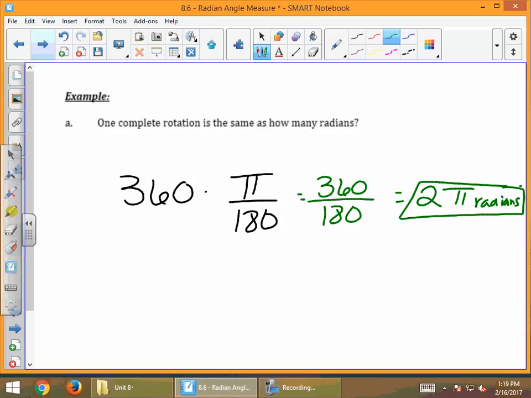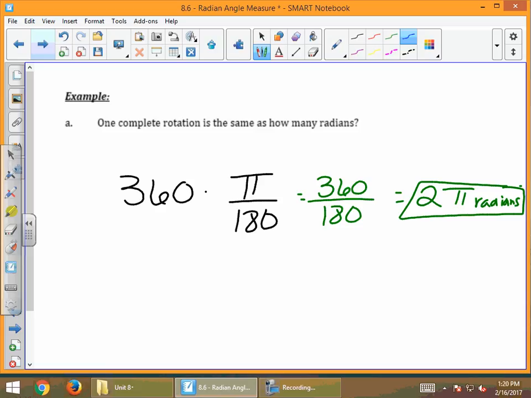Questions over that? Degrees to radians, multiply by pi over 180. That's all you have to remember. Make sure you write the word radians too. I put degrees for degrees. Write the word radian. Radians, you're always going to have pi in your answer.